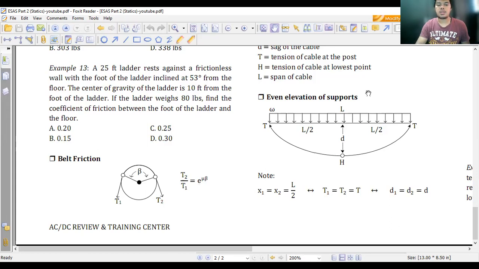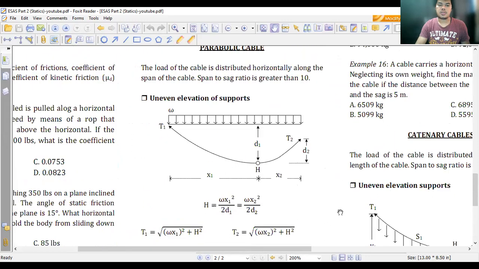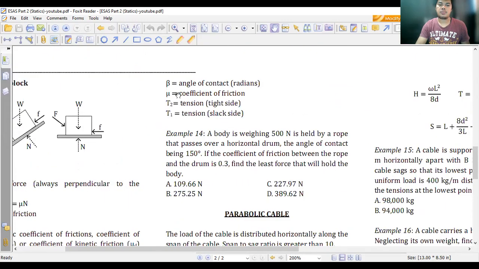Okay, mu is of course the coefficient of friction. So we have here the following notation: beta, the angle of contact in radian. Take note that if the angle is given to be, let's say, 2 turns, so it's being wound around the roller for 2 consecutive turns, then beta is equal to 360 degrees times 2, converted into radian. Mu is the coefficient of friction, T2 is the tight side, T1 is the slack side.